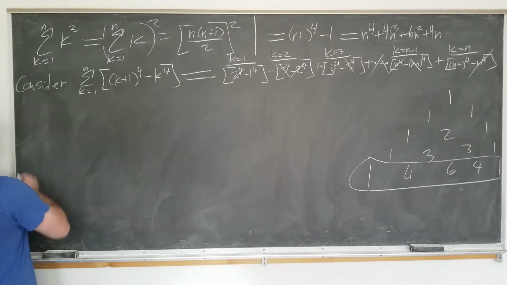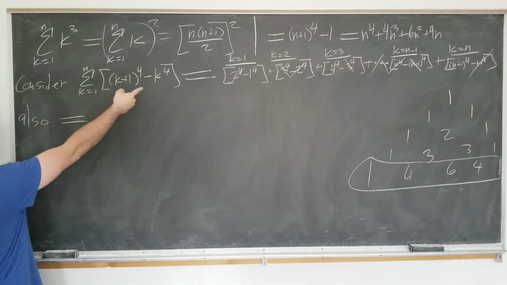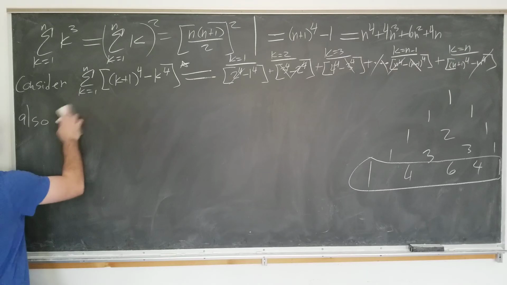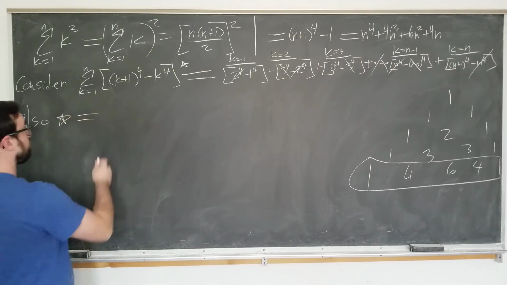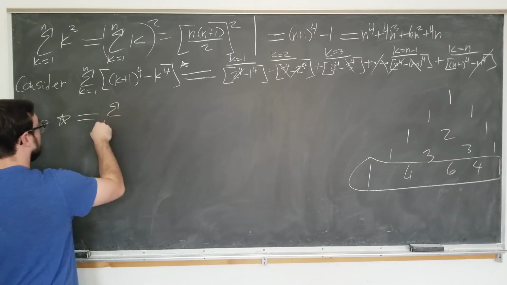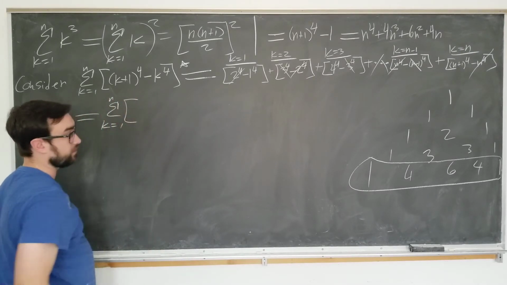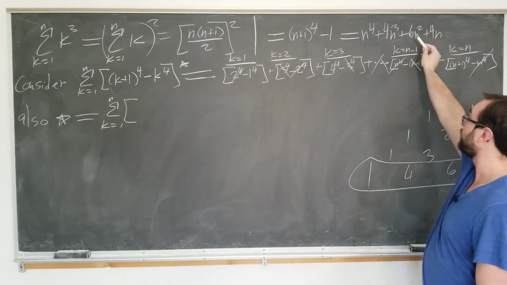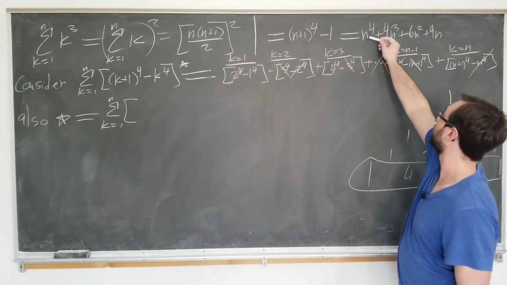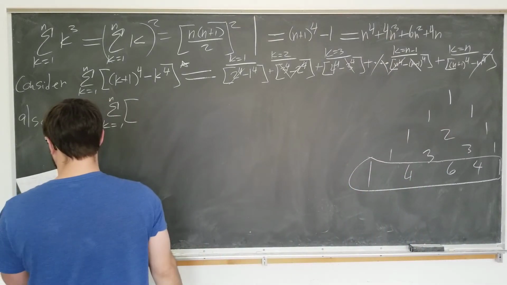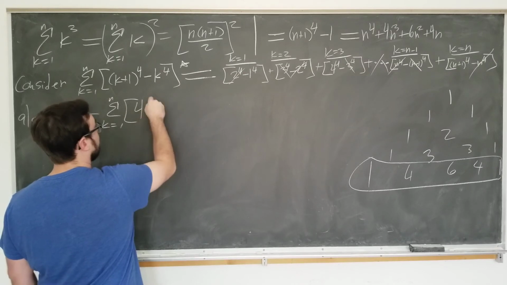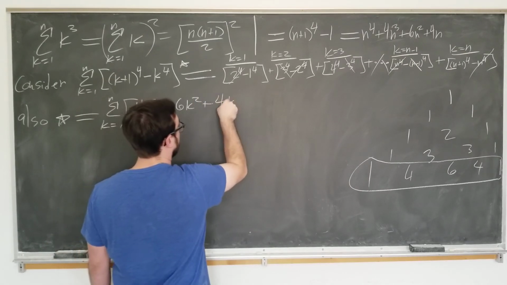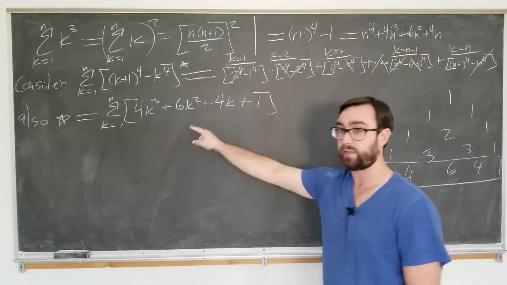Okay. It's also equal to this sum. I'm just going to call this star, also star, for clarity. Okay, so we have the sum k equals 1 to n. Now, let's do the same thing. I don't even have to write it because I'm just going to replace n with k here, and then I'm going to subtract off the first term, this one here. So it becomes 4k^3 plus 6k^2 plus 4k plus 1. We're summing from k equals 1 to n.